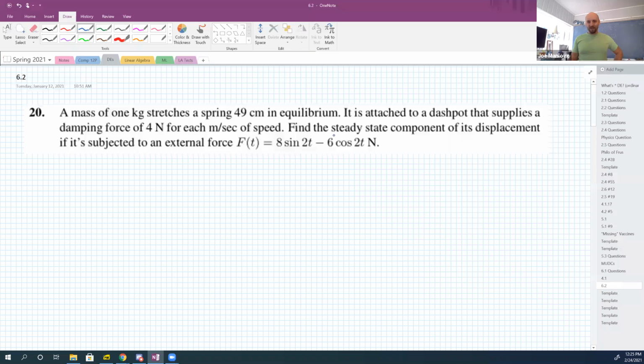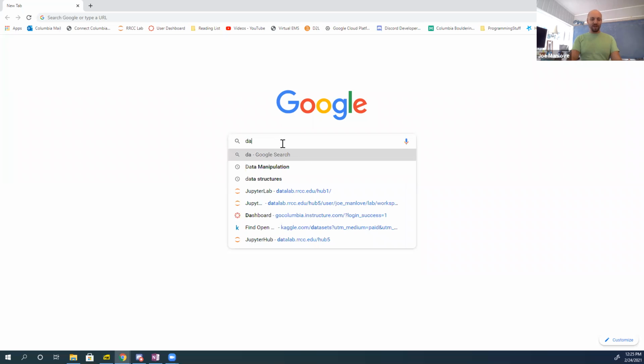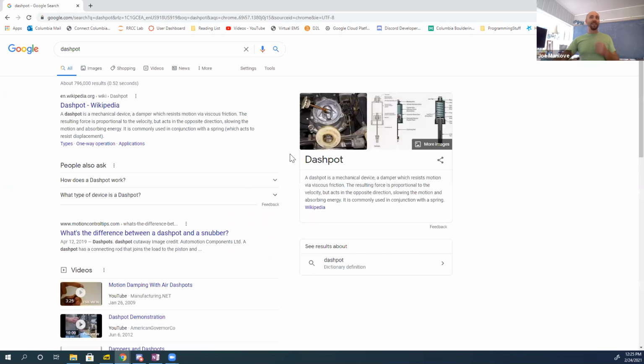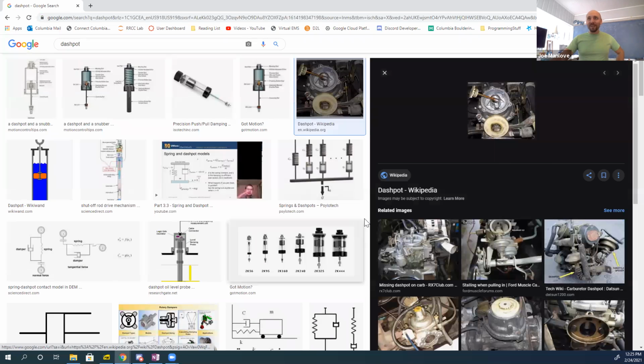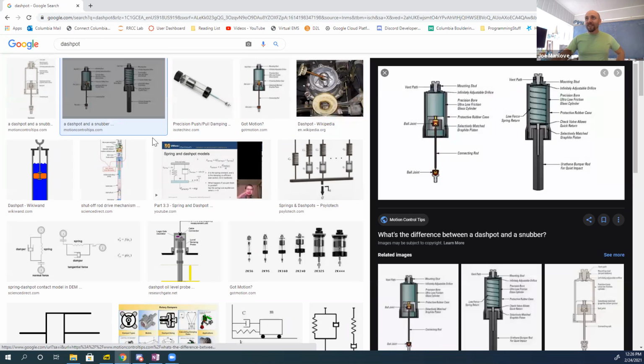I guess I have some lookup to do, because dashpot? I don't know. I'm gonna just go ahead and get myself a Chrome window here, and we're just gonna Google the word dashpot. Because I've never had the opportunity to look at a picture of a dashpot in class before, so this is fun. Dashpot, Wikipedia. Why didn't I just open the Wikipedia article? Oh, it's just straight up a shock absorber.